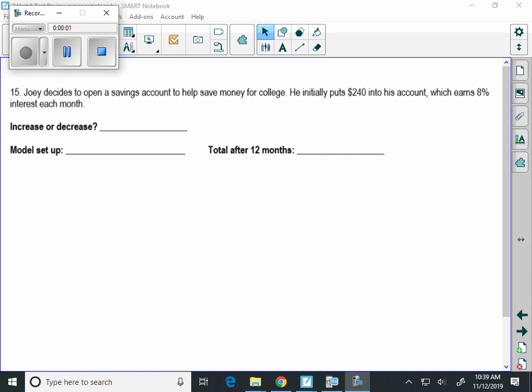Joey decides to open a savings account to help save money for college. He initially put $240 into his account, which earns 8% interest each month. First question, are we increasing or are we decreasing when we look at these problems? Well, we're putting it into a savings account, so we're going to increase.